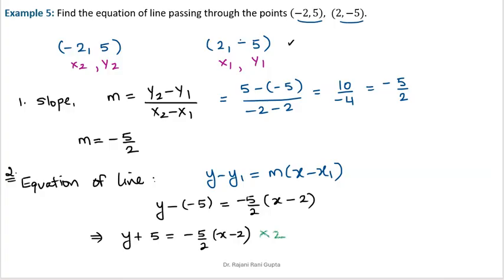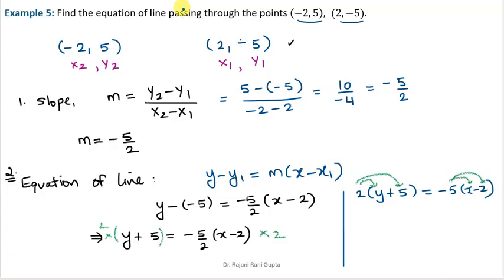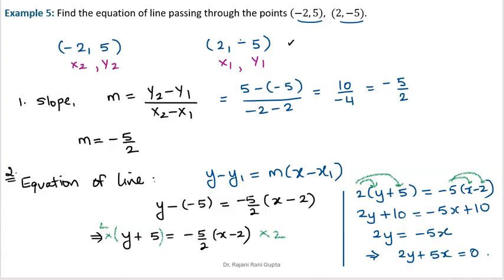So multiplying both sides by 2, there should be a bracket here. And then this gives you 2 times y plus 5 equal minus 5 times x minus 2. Using the distributive property and simplifying the result, like bringing all the numbers on the same side, you have say 2y plus 10 equal minus 5x plus 10. So this gives you 2y equal minus 5x, or you can say 2y plus 5x equal to 0. This is your equation of line.